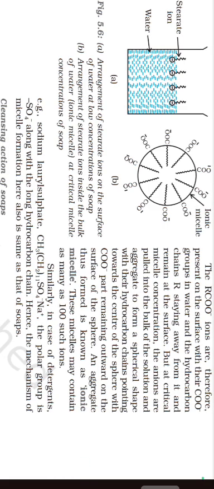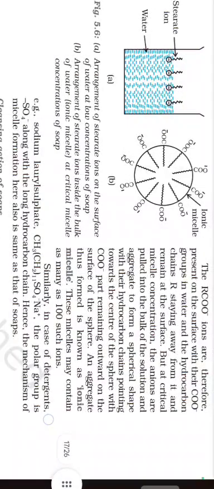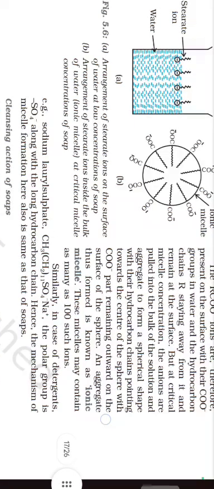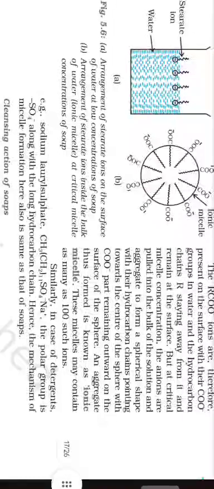But at critical micelle concentration, the anions are pulled into the bulk of the solution and aggregate to form a spherical shape with their hydrocarbon chains pointing towards the center of the sphere, with COO⁻ part remaining outward on the surface of the sphere. An aggregate thus formed is known as ionic micelle. These micelles may contain as many as 100 such ions. Similarly, in case of detergents, for example sodium lauryl sulfate, CH3(CH2)11SO4⁻ Na⁺, the polar group is SO4⁻, and micelle formation here is also the same as that of soap.